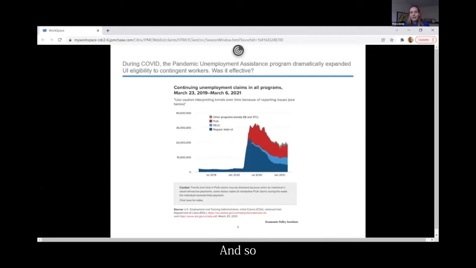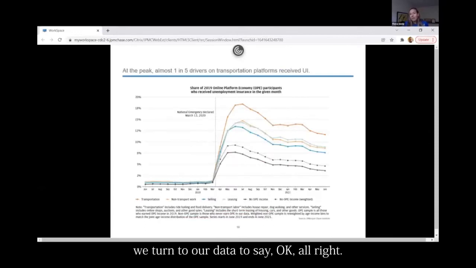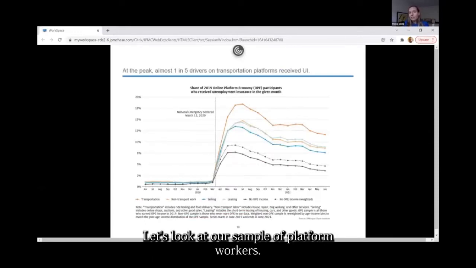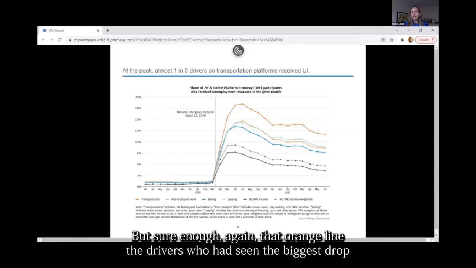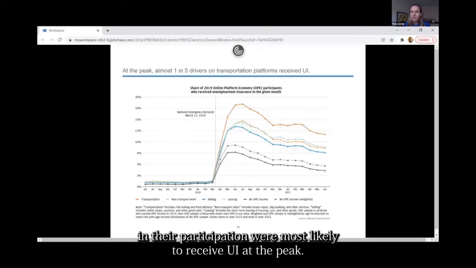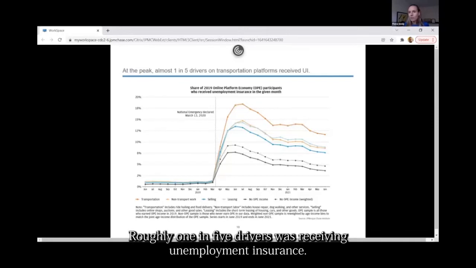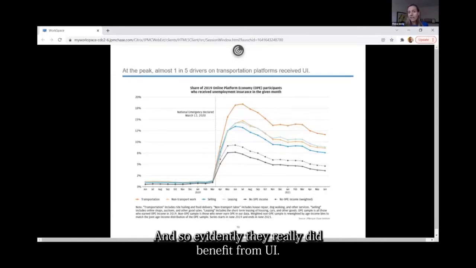And so we turn to our data to say, okay, all right, let's look at our sample of platform workers. Are they receiving unemployment insurance? And this is any form of UI, but sure enough, again, that orange line, the drivers who had seen the biggest drop in their participation were most likely to receive UI. At the peak, roughly 1 in 5 drivers was receiving unemployment insurance. And so evidently they really did benefit from UI generally.